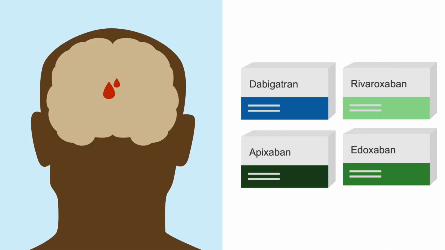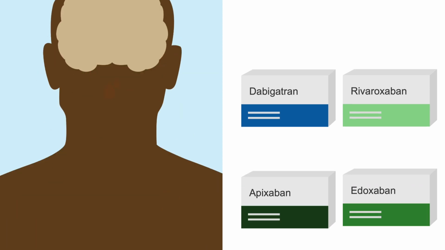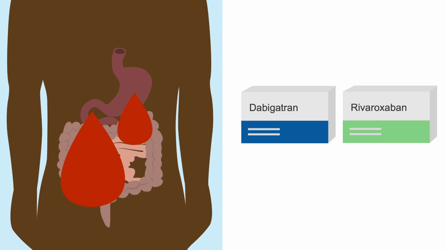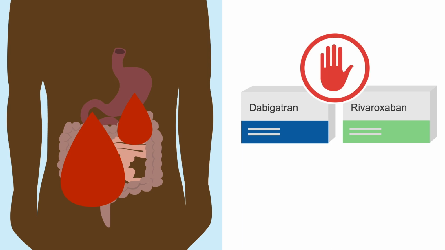And even though NOACs have been associated with lower rates of intracranial and fatal bleeding, dabigatran and rivaroxaban have been associated with gastrointestinal bleeding. So if your patient has a history of gastrointestinal bleeding, avoid dabigatran and rivaroxaban.